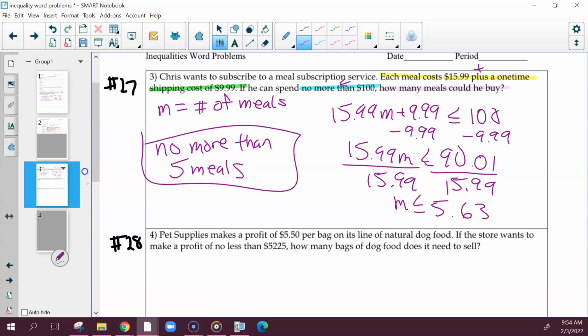So we could do 5. He could do 5 meals and have a little bit of money left over. He cannot do 6 meals. He would not have enough money, and there wouldn't be enough meal.